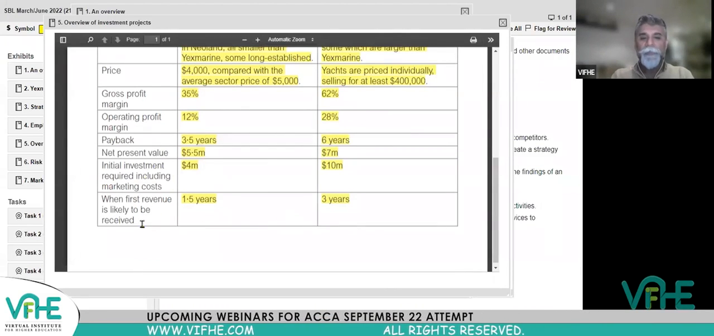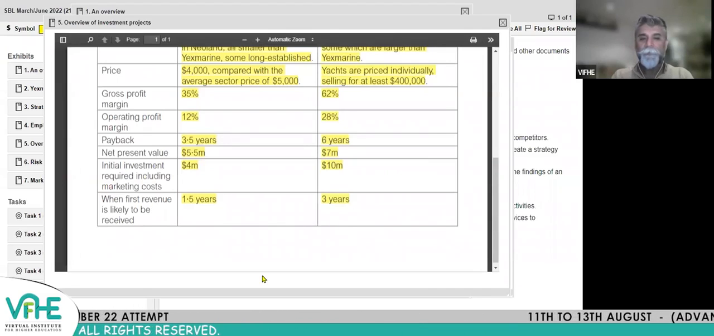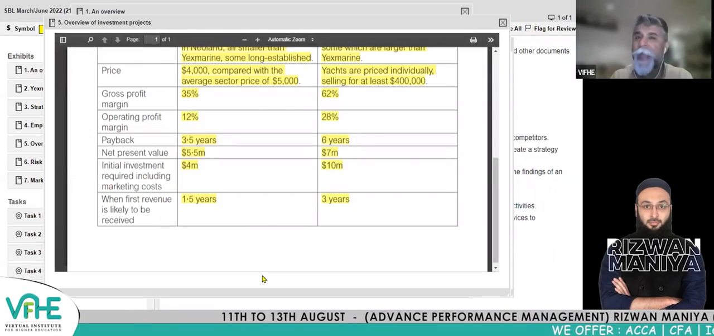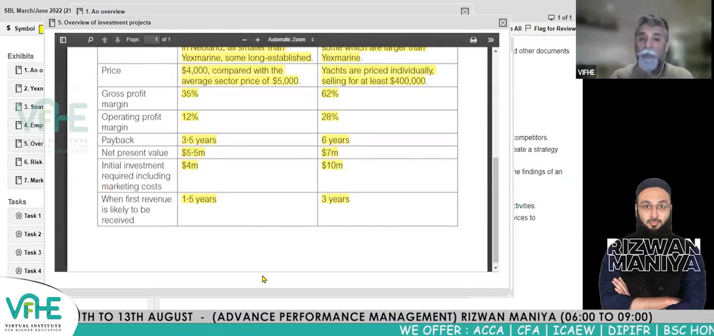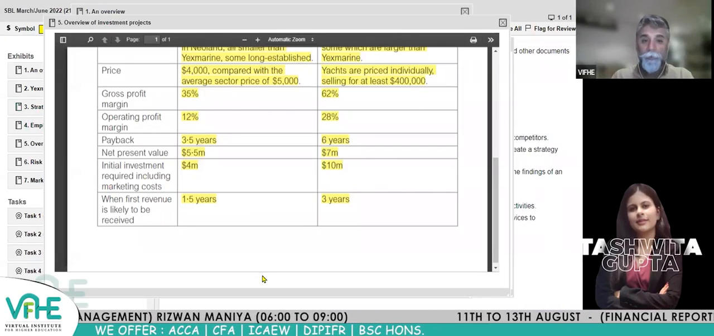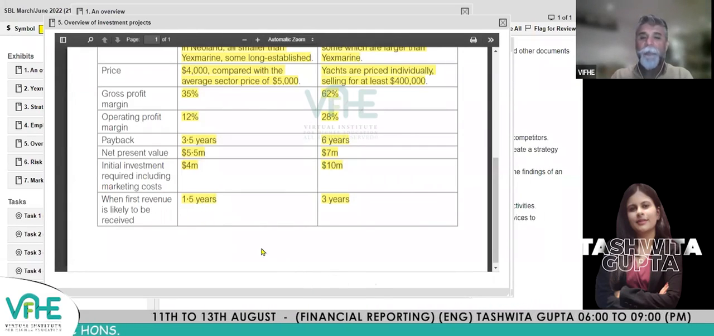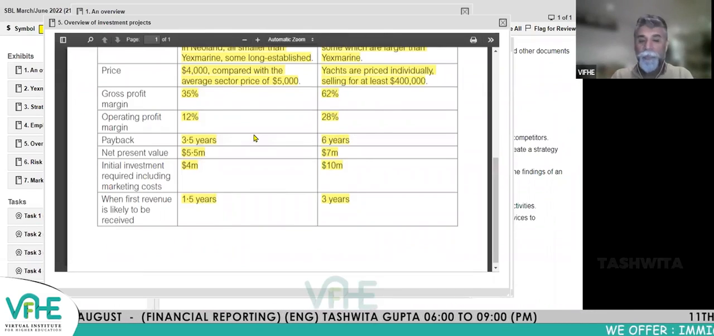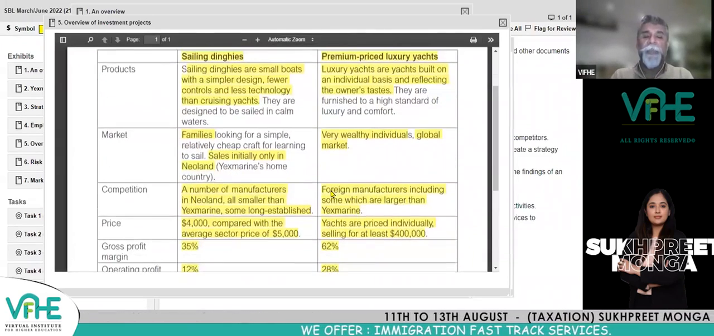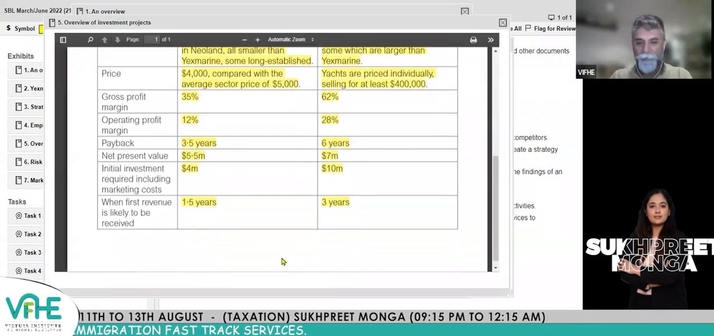Okay. When is the first revenue likely to be received? Which one is better? Come on, Zahur. How would you know NPV is discounted? This is a very bad question. NPV means it's discounted. Net present value. Come on. My God. I think the first revenue for dinghies is better, because the earlier the revenue starts coming in, the better, right? From a cash flow view. Yes, you're not supposed to take assumptions, correct? All right. So what we did was we just analyzed the pros and cons wherever we can, financials and non-financials.